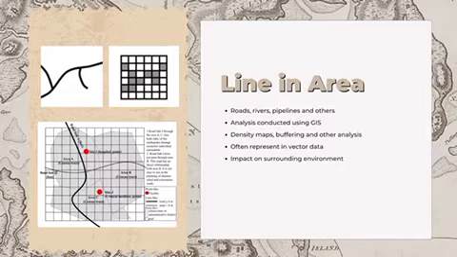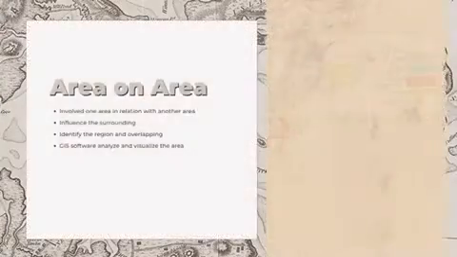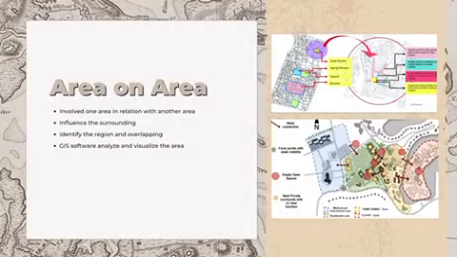So we will move on to the second part, which is area on area. Area on area involves the study of the spatial relationship, pattern and interaction between different geographic areas. It also includes techniques like overlay analysis, buffering, and spatial statistics to understand how one area will influence or relate to other areas. This type of analysis is more valuable in urban planning and environmental management.